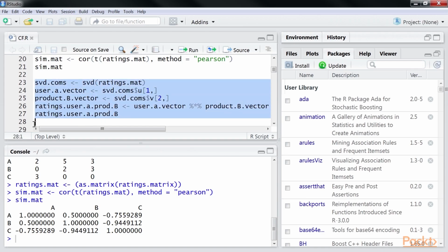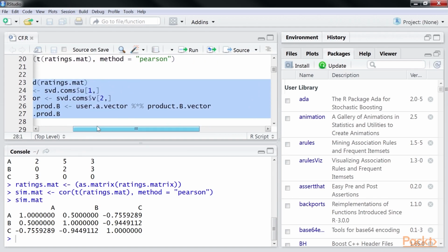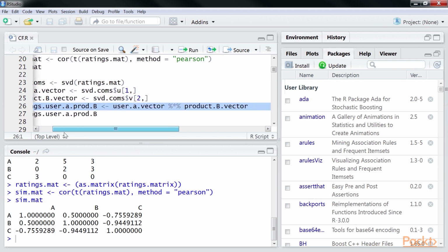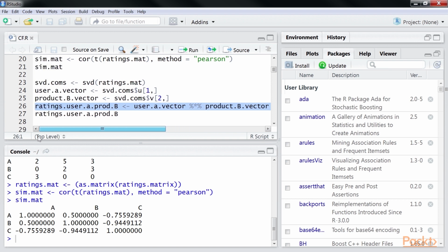Let us look at this code snippet that predicts the recommendation for unknown products for users. We use the svd function from the base R package to decompose the ratings.mat. Ratings.mat is the same ratings matrix we used to explain item-based similarity. User A vector is the vector representing user A, and the product B vector is the vector representing the product B. Ratings user A prod B is the product of these two vectors, representing the ratings of product B by user A. Let's run it.